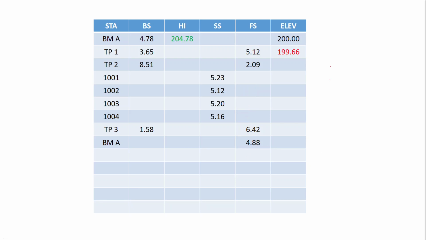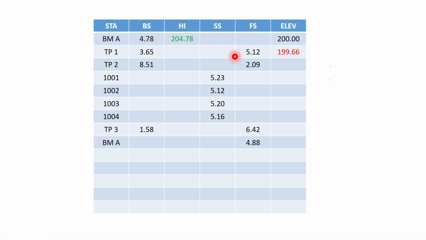So the first calculation, we're starting at a known elevation of 200. We add our backsight to establish the HI of our instrument. And I'm going to put values that were derived by adding in green. I'm going to put values that were derived by subtraction in red here for you. So we have our elevation, add our backsight to get our HI.